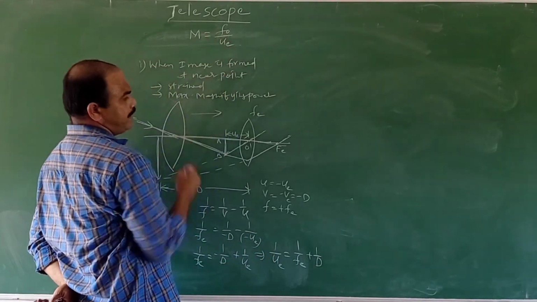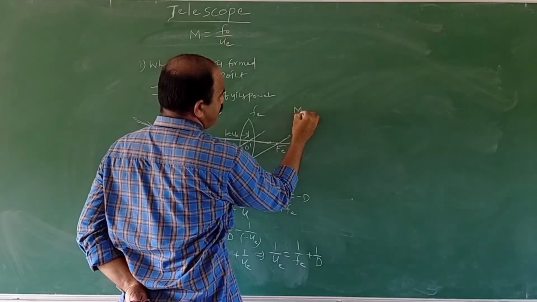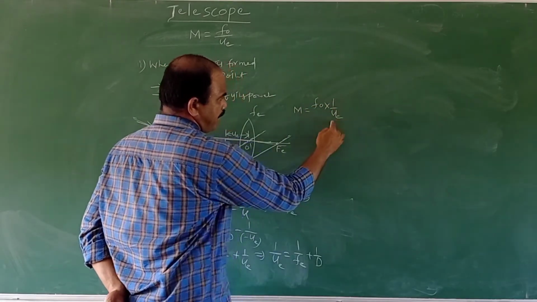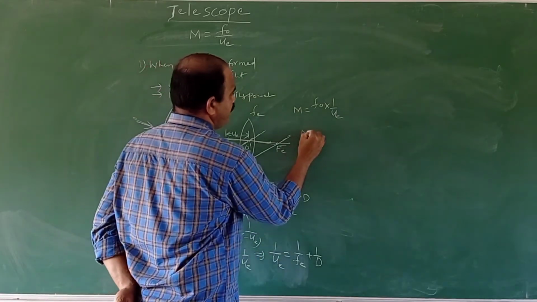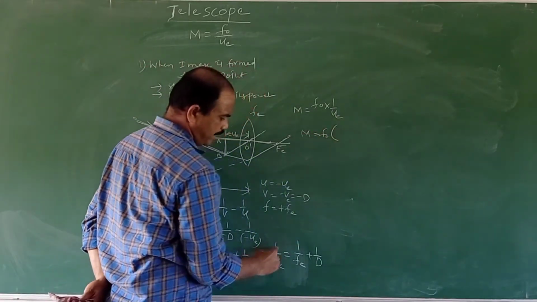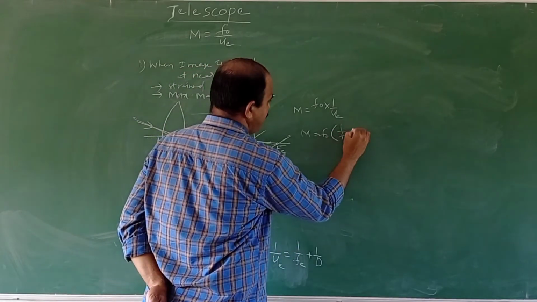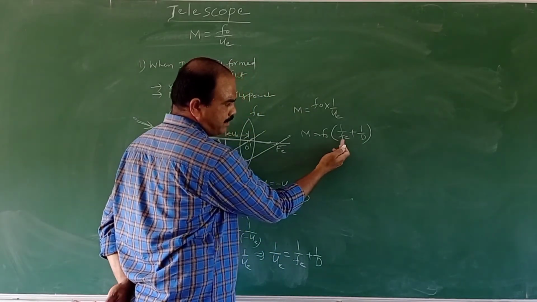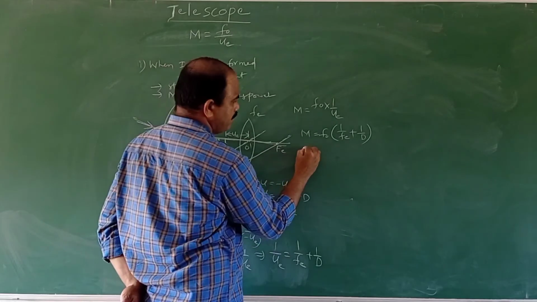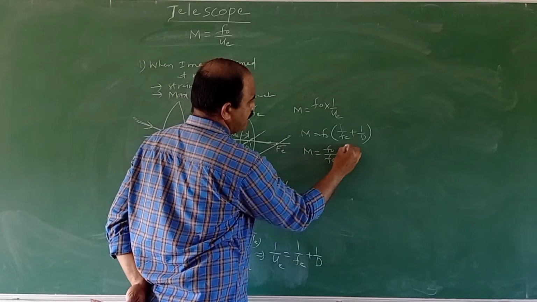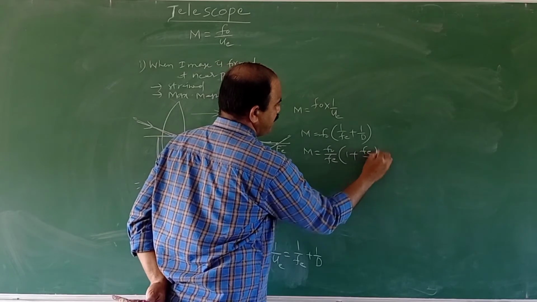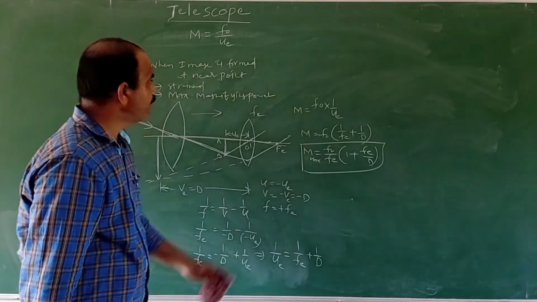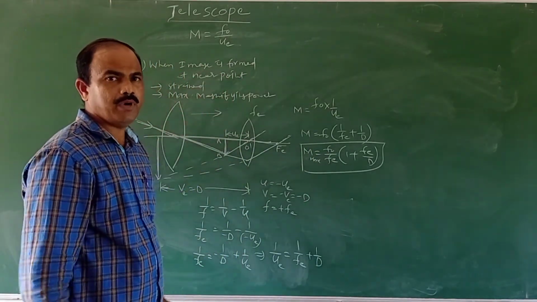Here, what is the magnifying power formula? The magnifying power m equals f_o by u_e, that is f_o into 1 by u_e. So what is 1 by u_e? This one. So m equals f_o times 1 by f_e plus 1 by D. When I take the focal length of the eyepiece f_e outside, m equals f_o by f_e into 1 plus f_e by D. Now this is the maximum magnifying power of this telescope when the image is formed at the near point, but our eye will be strained.